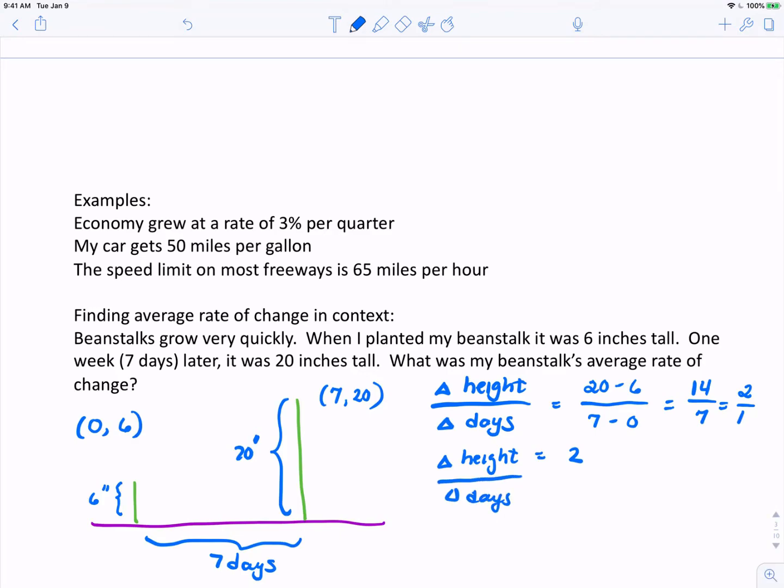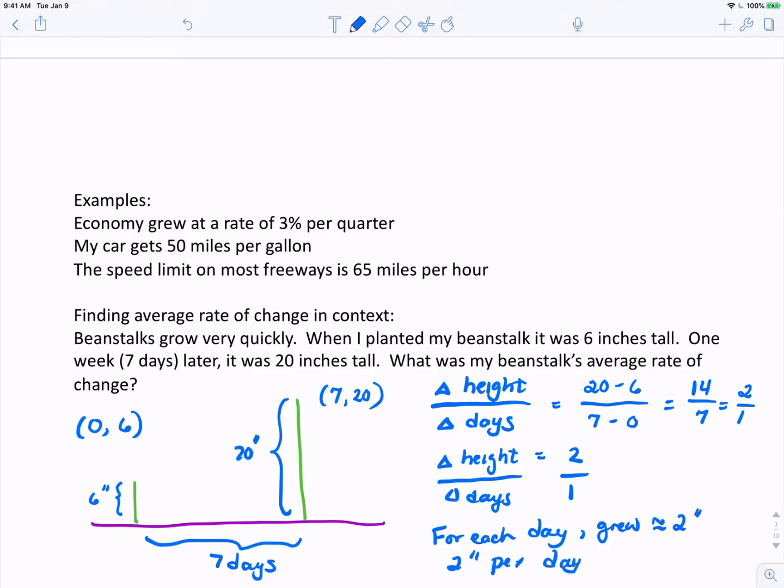Now sometimes when you want to interpret the average rate of change, it's nice to keep it written as a fraction. The change in height was 2, and the change in days is 1. So what that means is for each day, it grew about 2 inches. Or in other words, the rate of change was 2 inches per day.